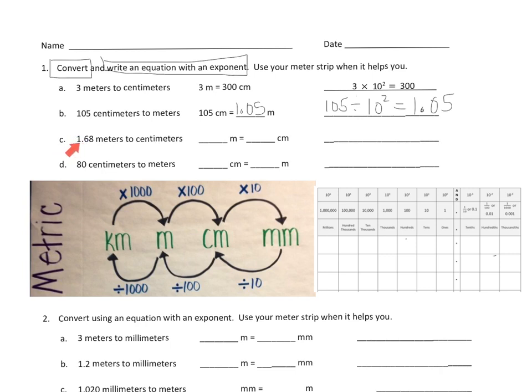So C, we have 1 and 68/100 meters to centimeters. So here's meters, and we're going over to centimeters. That means we're multiplying it by 100. I'm going to put 1 and 68/100 on the place value chart. We are multiplying that by 100 based off our anchor chart. So the 8 is going to move to the 1's place value. The 6 will go into the 10s, and the 1 ones will go into the hundreds.